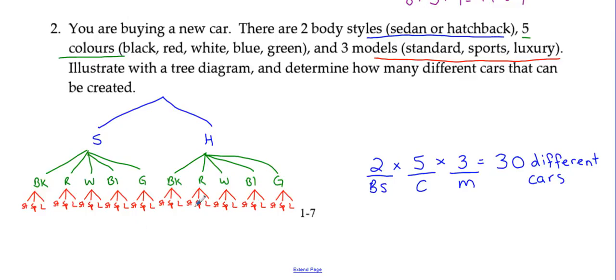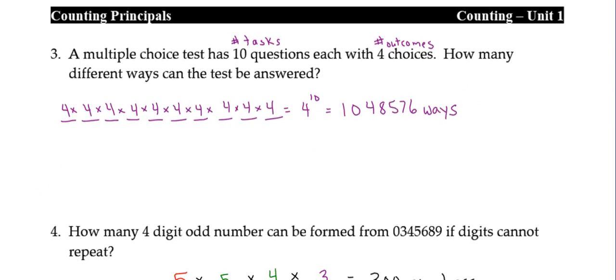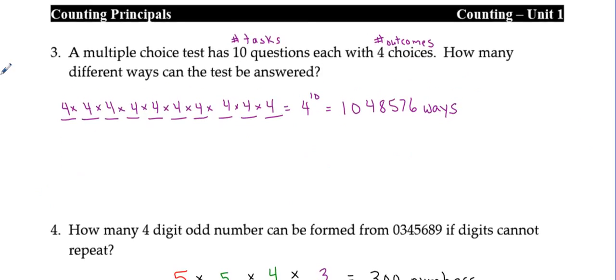Question 2, there were 2 different body styles, so that's your first level of branches. There were 5 different colors, and there were 3 different models. This is an and situation because you're going to have a body style and a color and a model, so that made 30 different cars. For question 3, this was a repeated multiplication question. You had 10 different tasks, each with the same number of outcomes. So each of them had 4 tasks. So if they all have the same number of outcomes, the base is the number of outcomes, the exponent is the number of tasks.